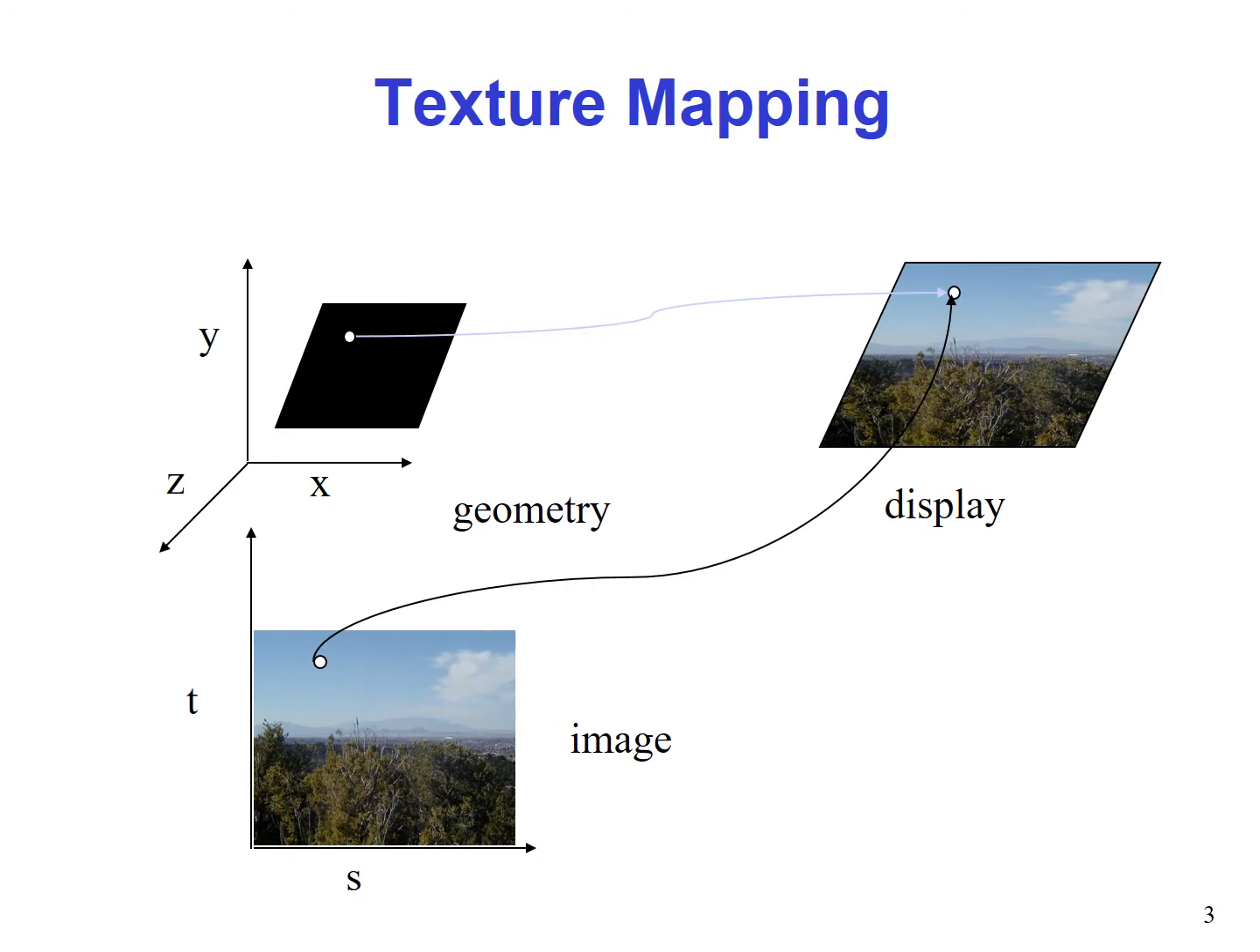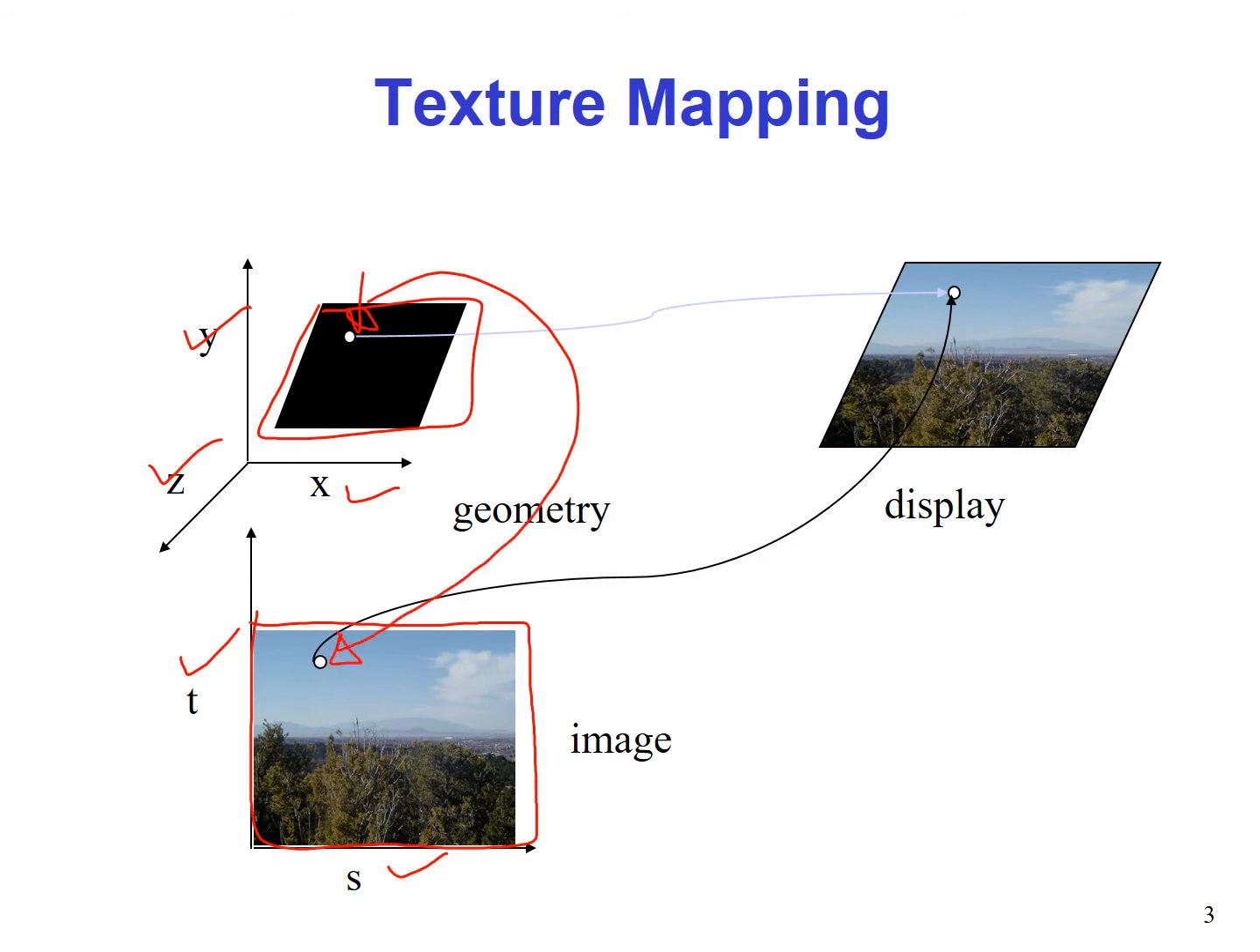Here we have a simple explanation of texture mapping. This is our geometric object, whereas this is our texture map image, which is a flat image. And we specify the image by two coordinates, which are S and T. This is a two-dimensional texture image. Our geometry, of course, has three coordinates, the X, Y, and Z. A point on this geometric object is mapped onto a pixel on the image, and this is how we see it on our display.